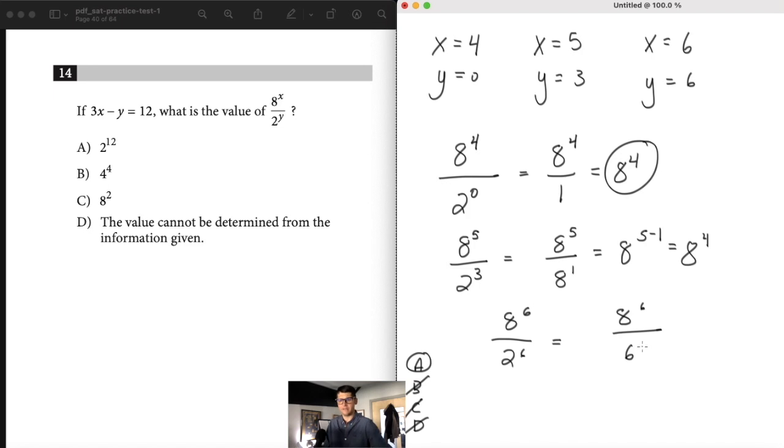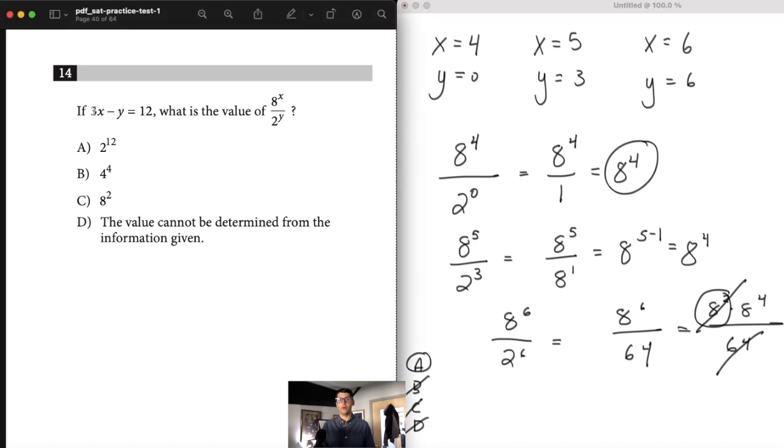But that's not that easy, except you could say, okay, well, 8 to the 6 is 8 squared times 8 to the 4. And this is 64. Well, look, 8 squared is 64 too. So 64 and 64 cancel, and you get back to 8 to the 4th. So when you pick big numbers, it's not really the smartest thing to do. You pick the easiest numbers to work with. And in this case, 4 and 0 worked, 5 and 3 worked. The whole thing was pick numbers that work right here.